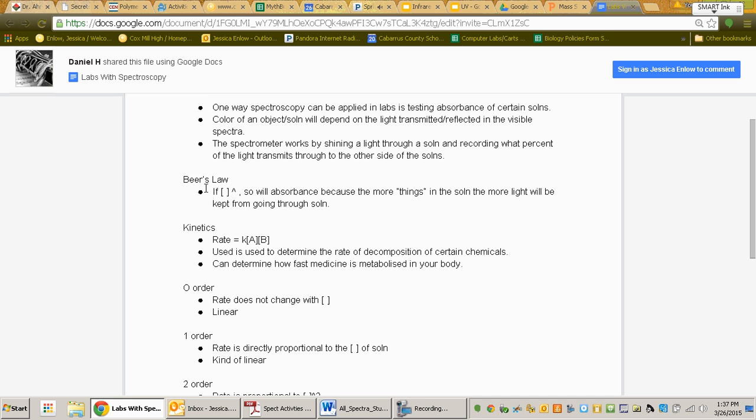And for kinetics, remember rate equals k times [A][B]. It's used to determine the rate of composition and decomposition in certain chemicals. This is especially relevant for your body, like with medicine, how fast it metabolizes in your body.